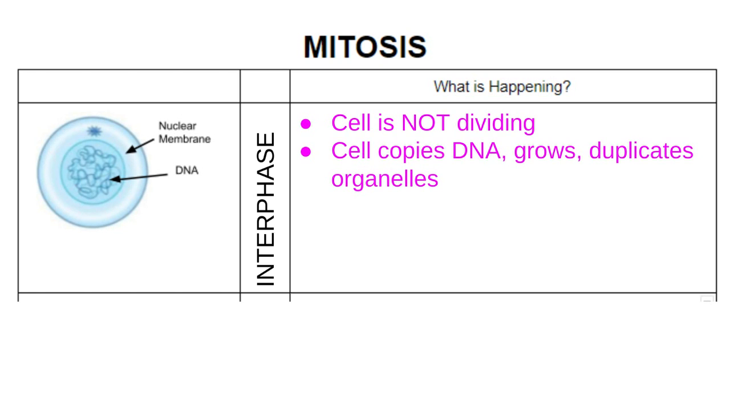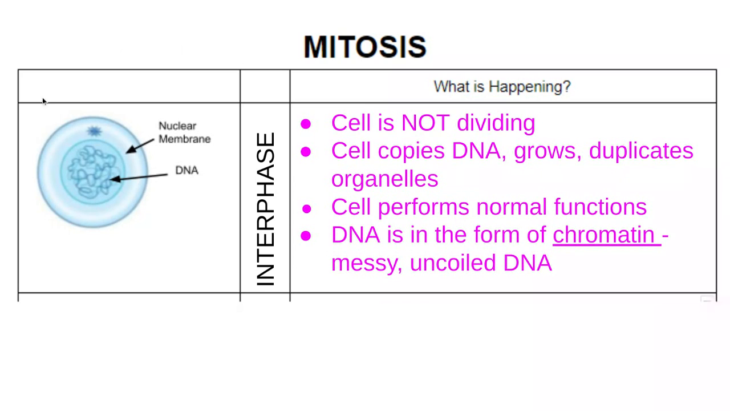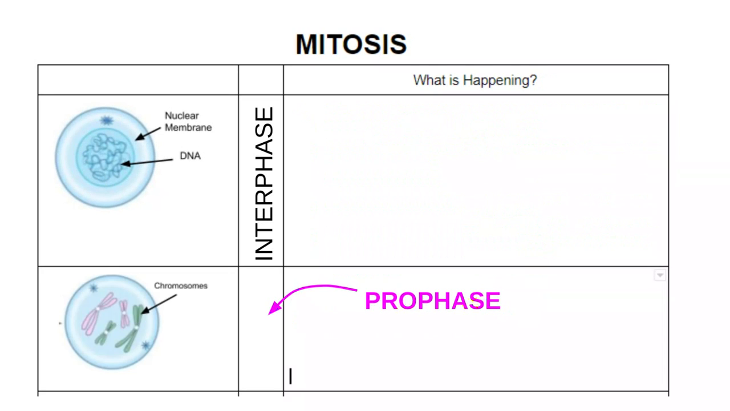During this time, the cell is going to copy its DNA, it's going to grow, and it's going to copy all of its organelles. Because if we're going to make two cells from one cell, we need copies of everything. This is when the cell is doing its normal everyday job. And if you notice, our DNA looks like squiggles here, and those squiggles are called chromatin. And it's kept in the nucleus. So if you need more time to write this, go ahead, just pause the video. I'm going to move on.